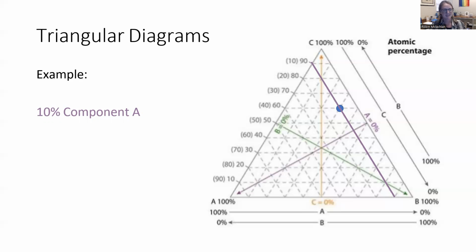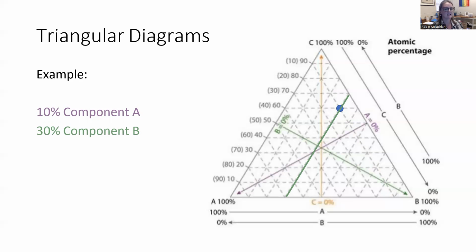Now for B, 0% is on the left side and counts up to 100% on the lower right. So count up what percent B is here. We start at 0 and then count up 10, 20, 30% B is where we find that blue dot.